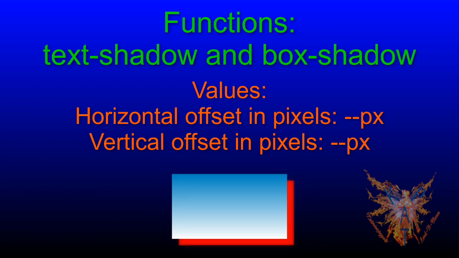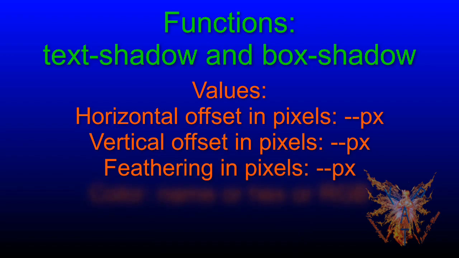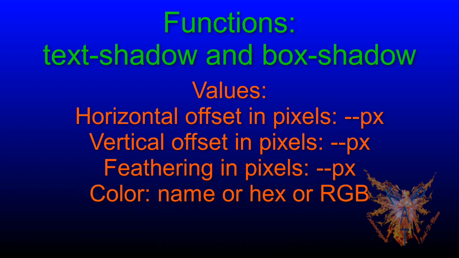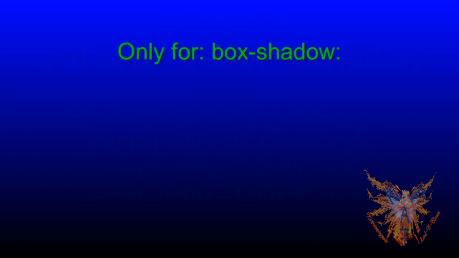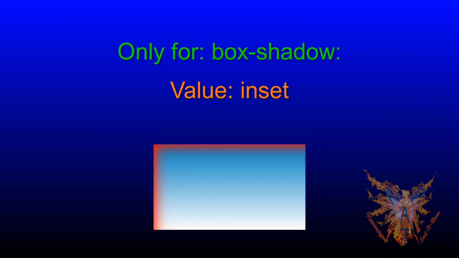Third, shadow feathering, still in pixels. At 0 the shadow will not be feathered. At the value equal to the displacement, the shadow will be gradient on its size. At higher values, the gradient will be stronger inside. And finally, fourth, the color of the shadow, which can be entered by its name, in hexadecimal, or in RGB, as for a normal color. As a bonus, for just the function box shadow, we can add a 5th value, inset, which will place the shadow inside the element.